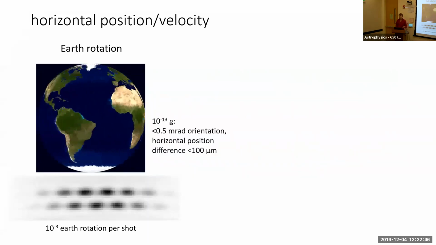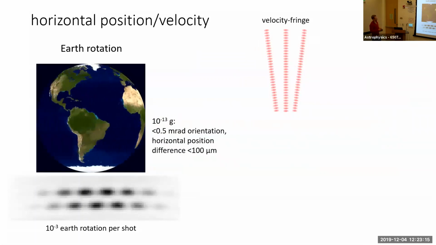In order to get rid of this phase shift, because it couples to horizontal positions, we have to compensate this effect. Basically we need to know where gravity is and where the rotation axis is to 0.5 milliradians, and also keep the horizontal position small. The rotation of the Earth is constant, so the rotation angle between the different laser pulses is the same. This is what we call a velocity fringe.